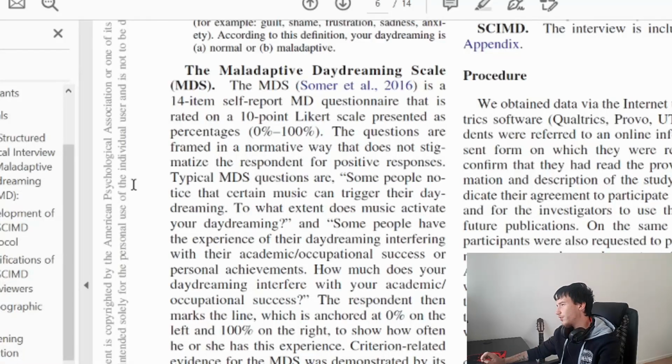The Maladaptive Daydreaming Scale, MDS, is a 14-item self-report MD questionnaire that is rated on a 10-point Likert scale presented as percentages, rated from 0% to 100%. The questions are framed in a normative way that does not stigmatize the respondent for positive responses. Typical MDS questions are: some people notice that certain music can trigger their daydreaming. To what extent does music activate your daydreaming?